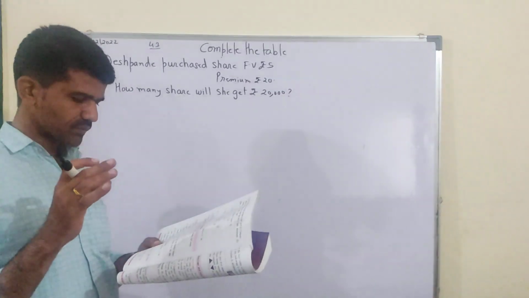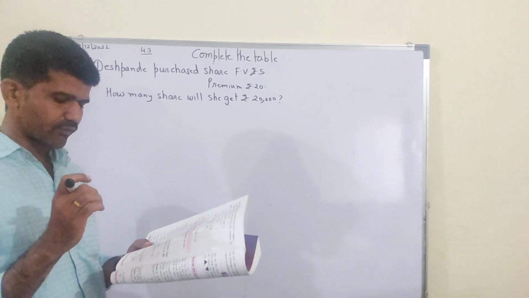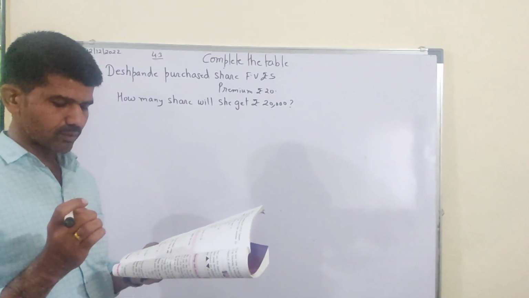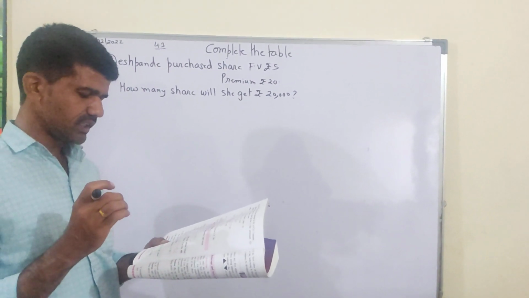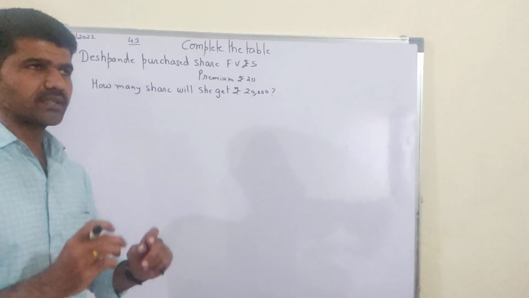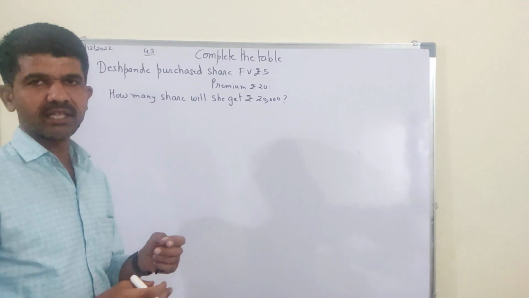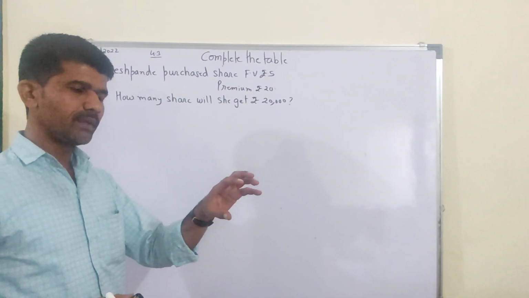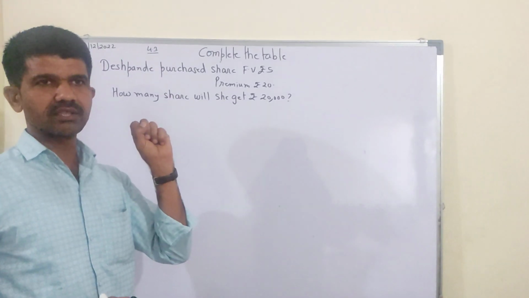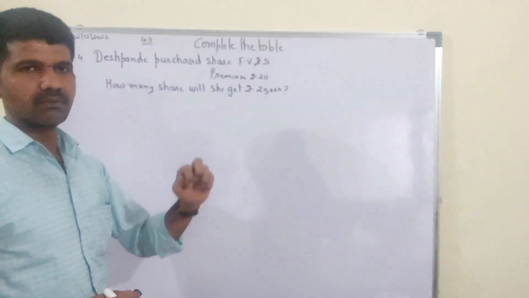Question number 4. Deshpande purchased shares of face value rupees 5 at a premium of rupees 20. How many shares will he get for rupees 20,000? A person named Deshpande spent 20,000 rupees in the market, and the question is how many shares he will purchase. Condition: face value is given and premium is given.